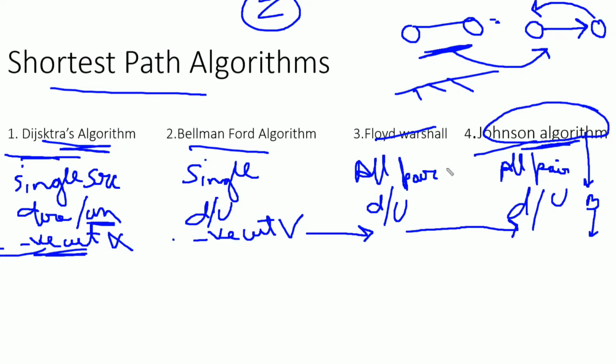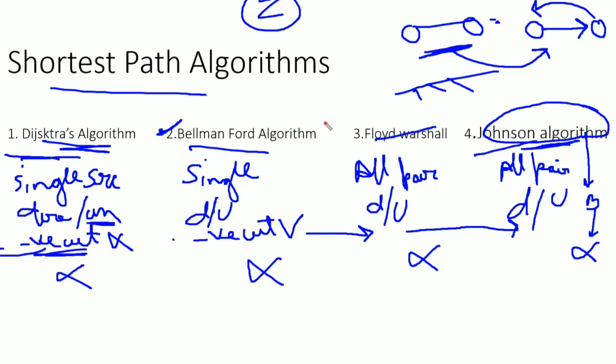Next, Dijkstra algorithm will not work when there is a negative weight cycle. If in a graph there is a negative weight cycle, the Dijkstra algorithm will not work. In that case, the Bellman-Ford algorithm is used to detect the negative weight cycle.